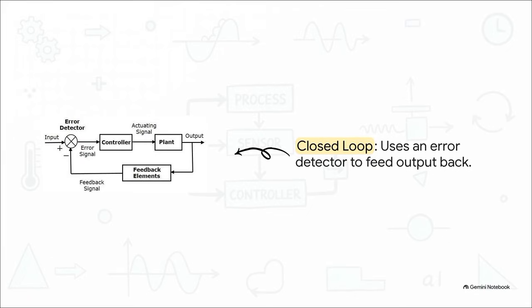The game changer here is a vital pathway looping back around. It uses an error detector to constantly compare the actual output against your original input. And by doing that, it generates an error signal. So instead of just a dumb direct input, this error signal is what tells the controller how to act. It adjusts itself automatically on the fly.